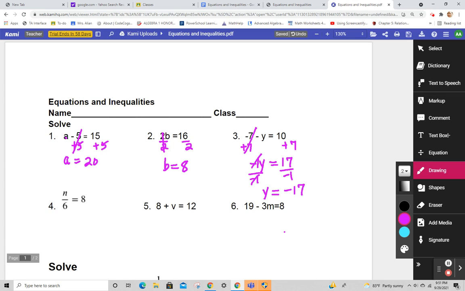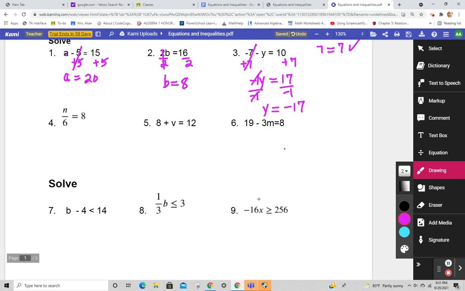We can also check, is negative 17 correct? Well, negative 7 minus negative 17, does that equal 7? Well, negative 7 plus 17, does that equal 7? Yes. 17 minus 7 is 7. 7 equals 7. We checked. We know our answer, negative 17, is correct.